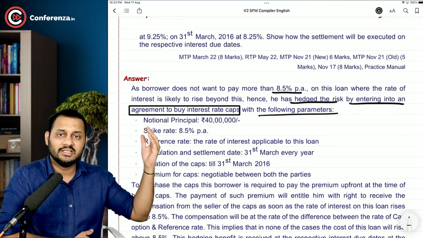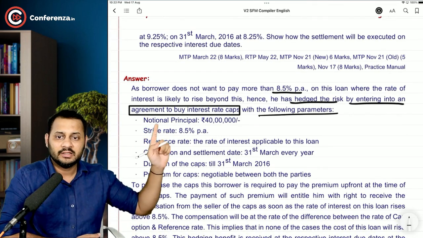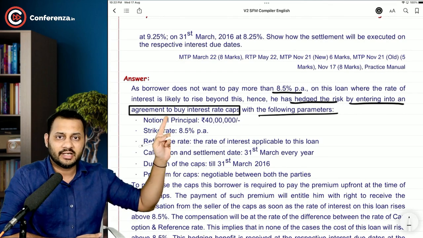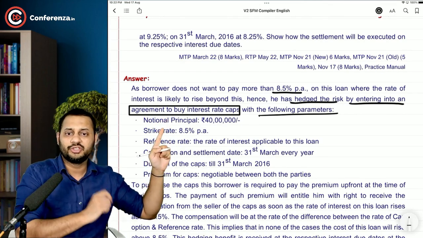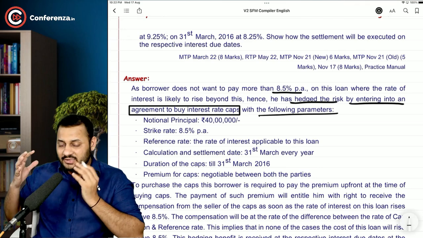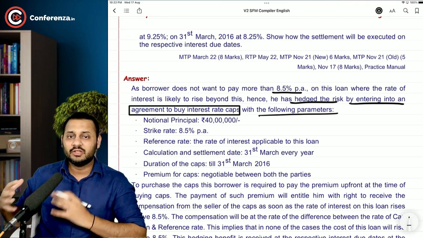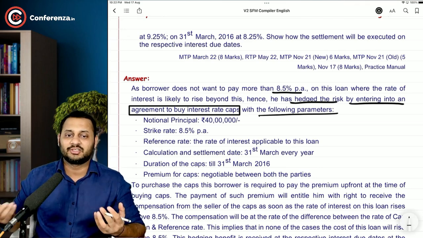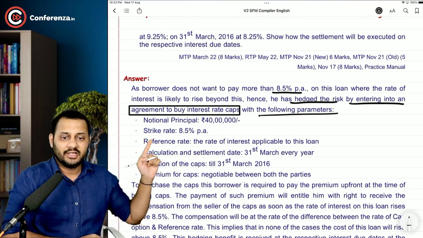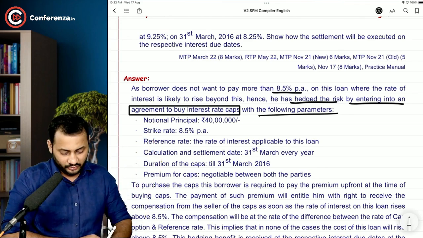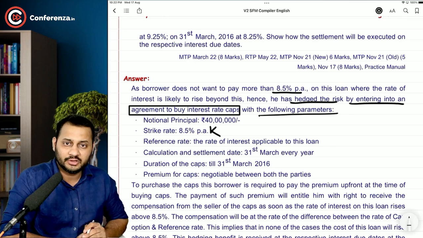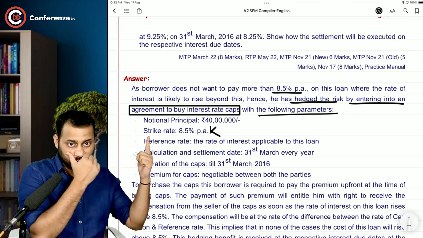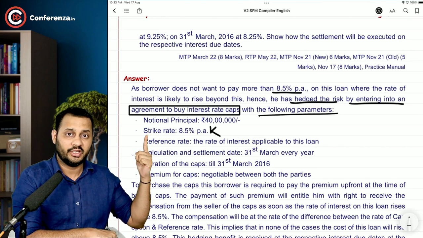So the details of the agreement are given here: the notional principal decided in the cap option will be 40 lakhs. Why is the notional principal 40 lakhs? Because in the spot market, the actual principal is 40 lakhs to us. Strike rate will be 8.5% per annum. This is going to be the strike rate of the cap option. That means if the floating rate goes beyond this rate, then we will get a receipt.